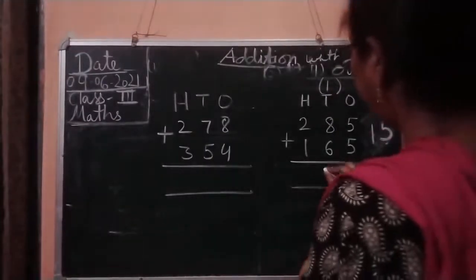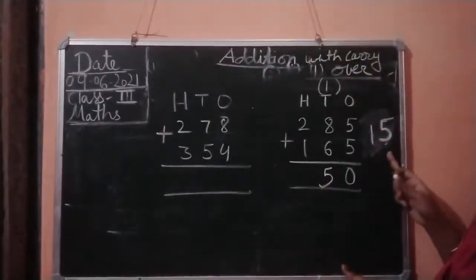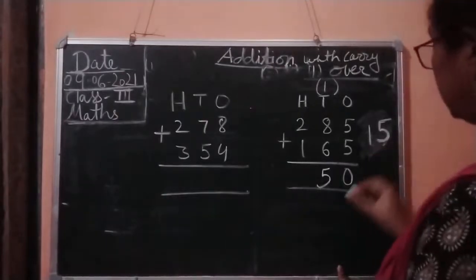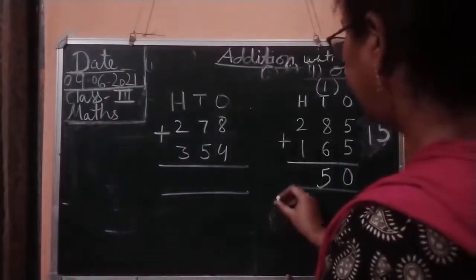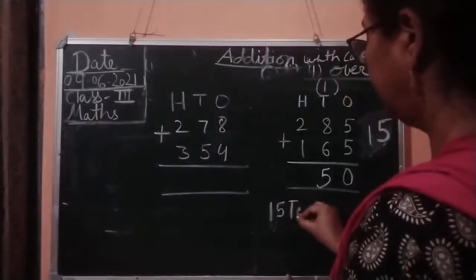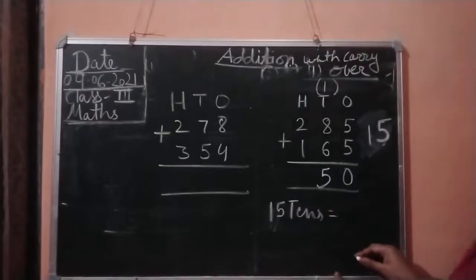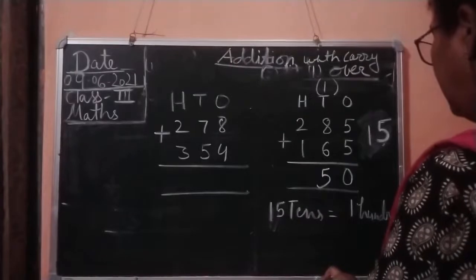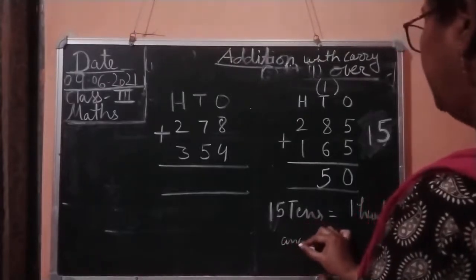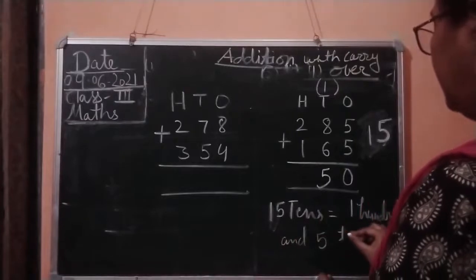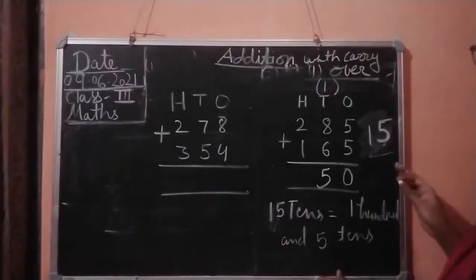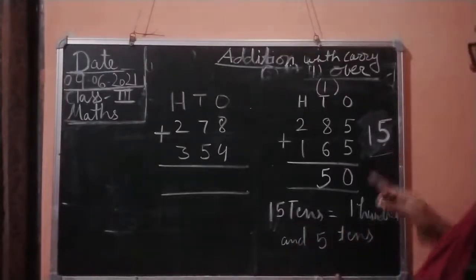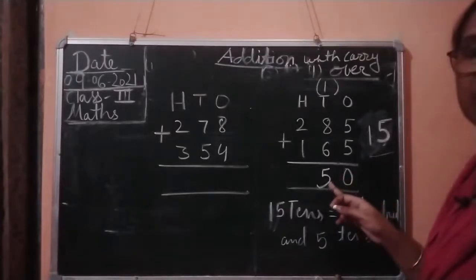We will write 5, because this is 5 tens and 100. Okay, so this is 100, 15 tens, this is 15 tens equal to 100 and 5 tens. Okay, the meaning of 15 tens is 105 tens. So that is why, because this is 5 tens, we have written over here 5 tens.